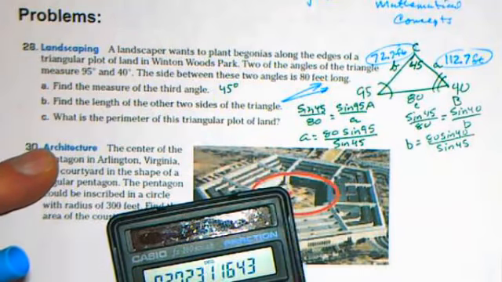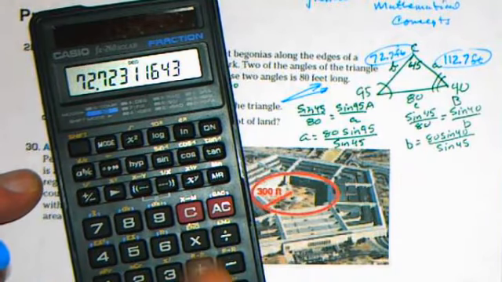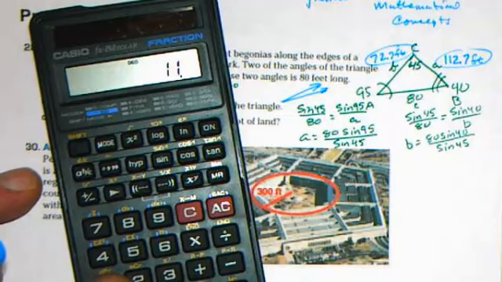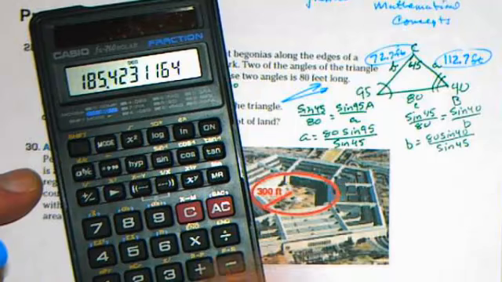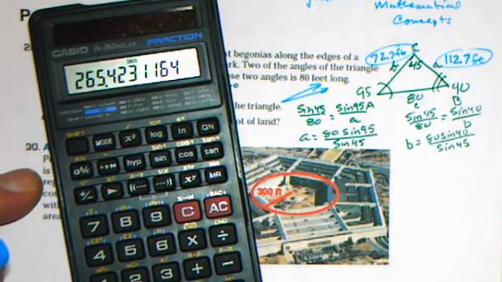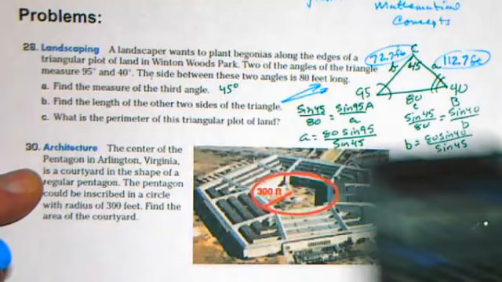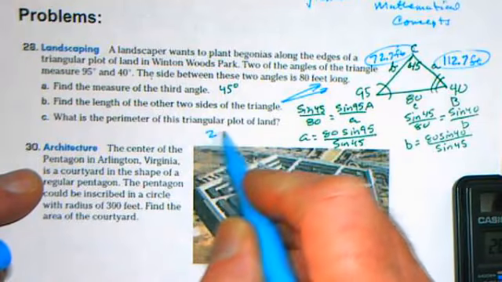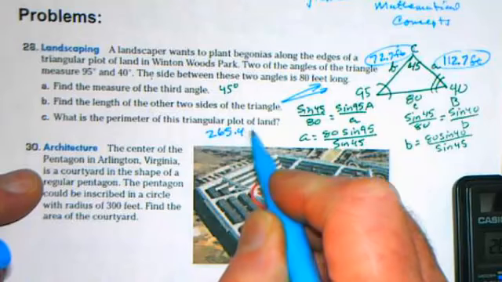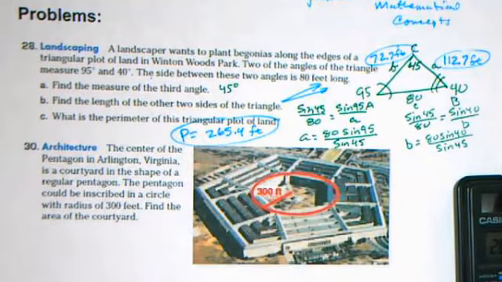What's the perimeter of this plot of land? We want to add the 72.7 plus 112.7 plus 80 to get the perimeter, which is the distance around, like a fence around, and we get 265.4. So 265.4 feet is the perimeter. Okay, so that's it for that one.